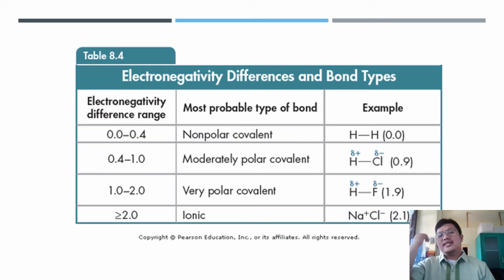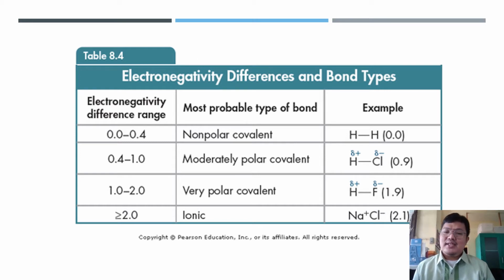The next one is 1.0 to 2.0. These are considered as very polar covalent. One good example of a compound with a very polar covalent bond is hydrofluoric acid. It's a combination between hydrogen and fluorine. Now, if you compute the electronegativity difference, the difference is 1.9, which is under very polar covalent.